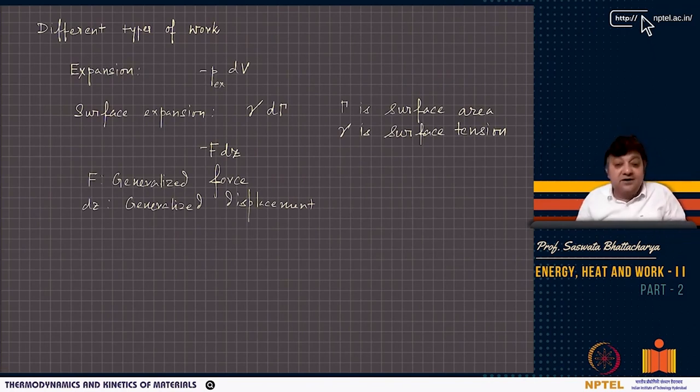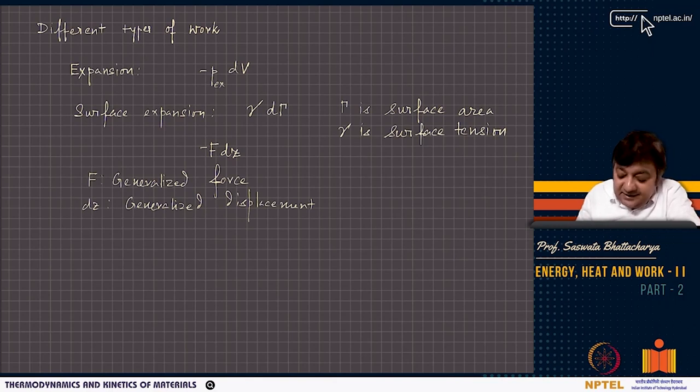Now there are different types of work. For example, we are talking about expansion or contraction. Expansion is basically minus P_ext dV, or P dV, which is internal pressure working on the surroundings. And then you can have surface expansion, where gamma is the surface area and the small gamma is the surface tension. So it is like gamma dΓ. I think this is also capital Gamma. You can check that.